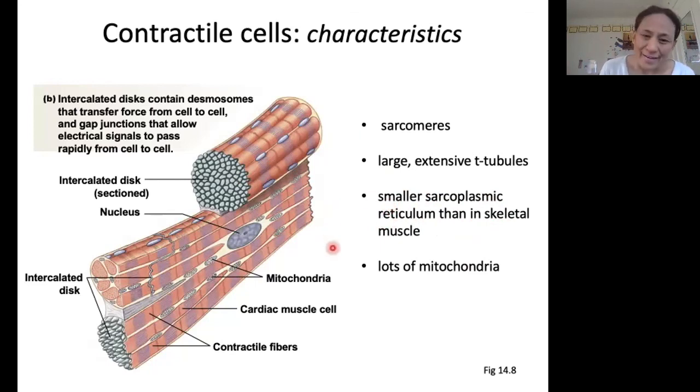And finally, as you would expect, you have lots of mitochondria in contractile cells. Here are some mitochondria. You need to generate a lot of ATP in order to power all of that muscle contraction that's going to be happening in the contractile cells.